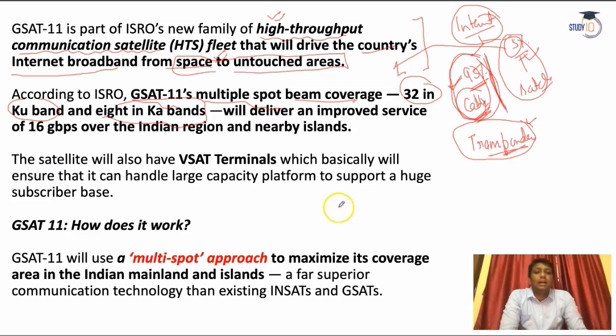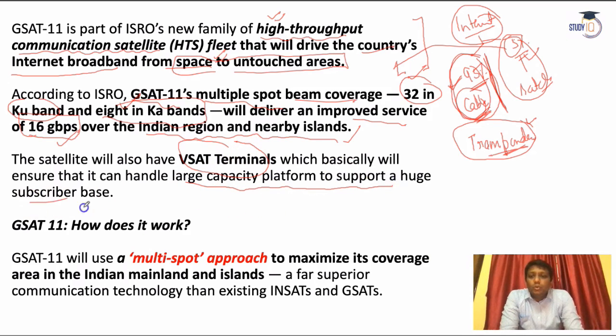So here the 32 Ku band transponders and 8 Ka band transponders will be installed, which will deliver improved service of 16 Gbps internet services in the Indian region and nearby islands. Okay, the satellite will also have VSAT terminals, which basically can handle a large capacity platform to support a huge subscriber base. See how it works. Here the main information, it is a multi-spot approach.